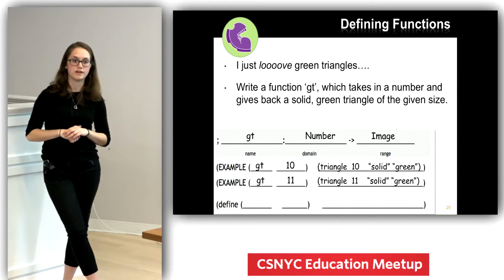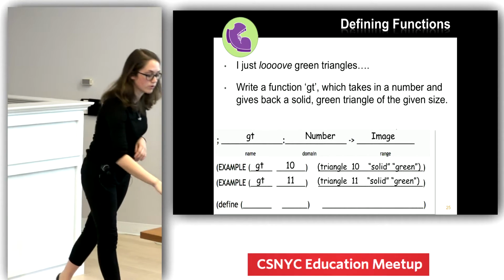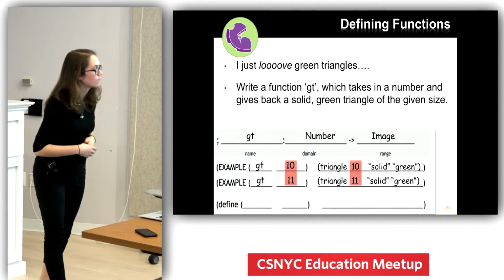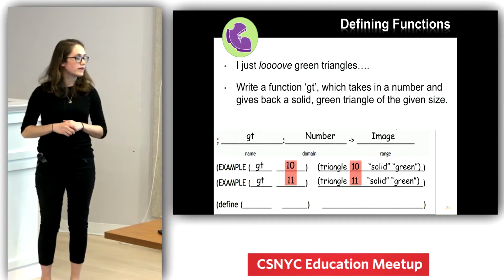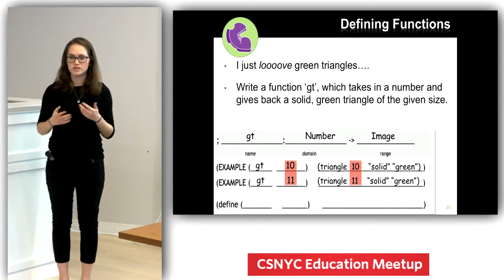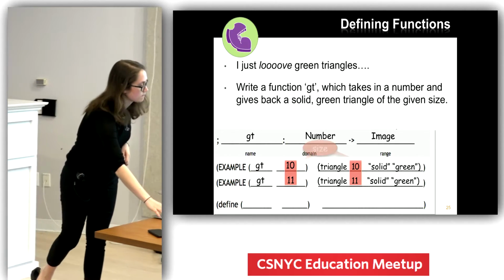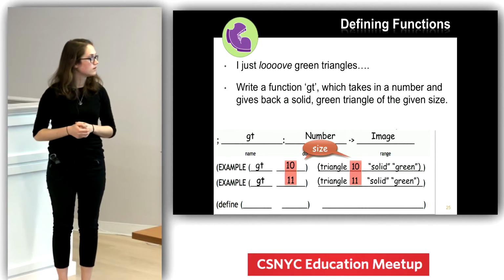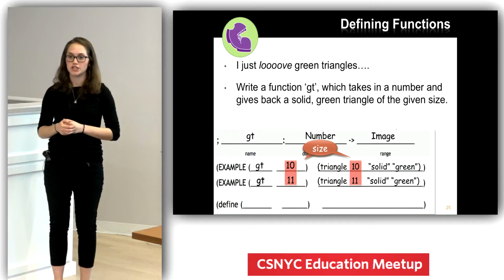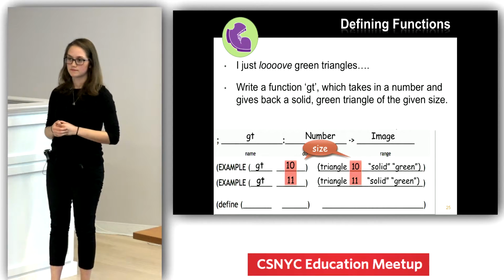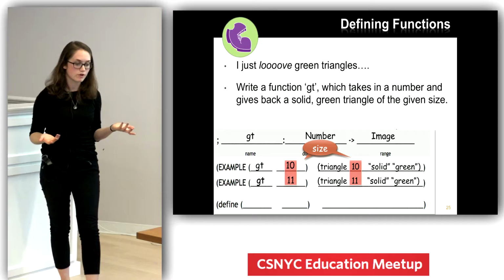Which parts specifically of the domain and range? The number. Okay, so 10 and 11 were the only 2 parts that changed. And what do you think a good label is for 10 and 11? What does it represent? Size. What's a synonym for the word changeable? Variable. So 10 and 11 are our variables.